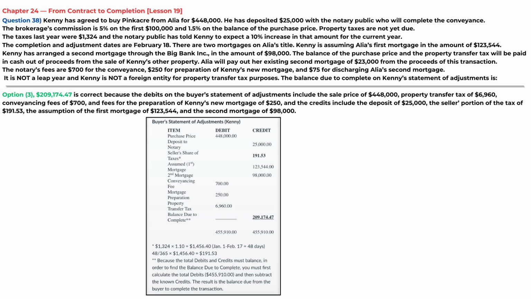Property transfer tax, $6,960, debit. Balance due to complete, $209,174.47, credit. Total debits balance out the total credits, $455,910.